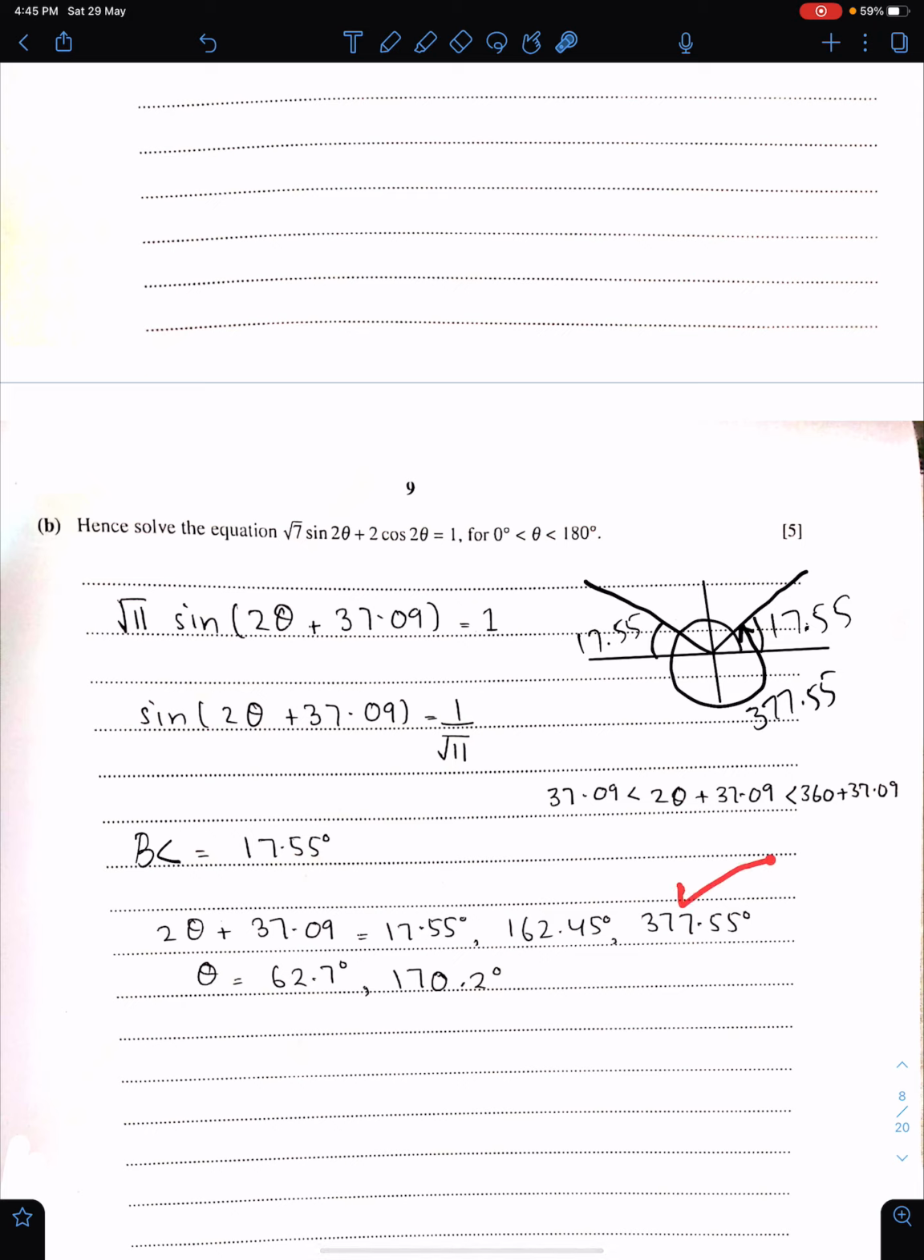So this is when you work the second time. This is the answer in second quadrant when you work the first time, and this is the answer, this one. So we have 3 answers. Since this answer is out of the domain, we need to reject this answer. Now we need to solve these two answers for theta. By bringing 37.09 here first and then dividing the resultant by 2, we have got these answers: 62.7, 170.2. Make sure you give your answer up to 1 decimal, please.